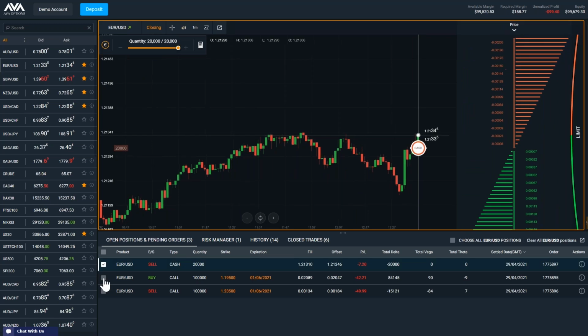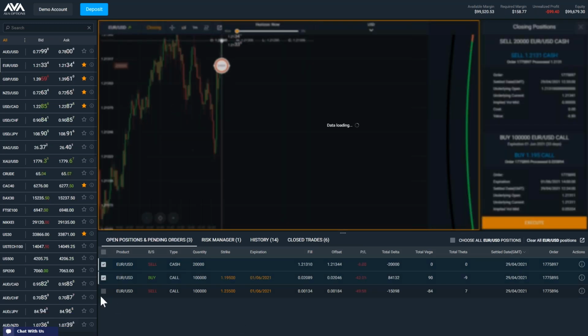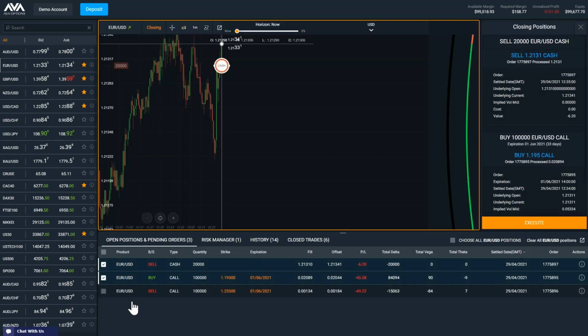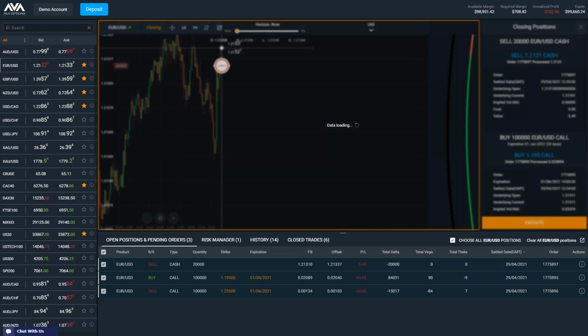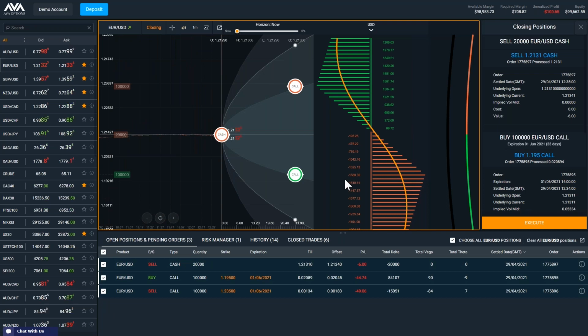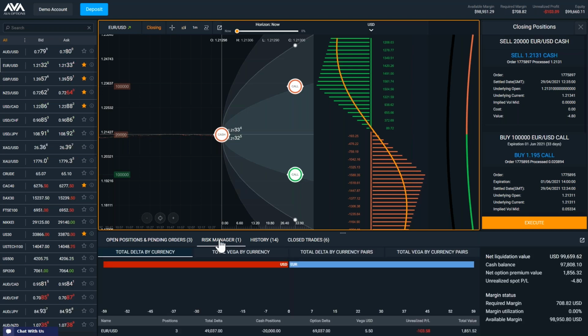Let's choose all of our positions. And now you see I'm not completely hedged. I'm only partially hedged. So you see the risk has been reduced, but not completely. We still have a net delta of 50,000 instead of 70,000. So that's what delta hedging is all about.